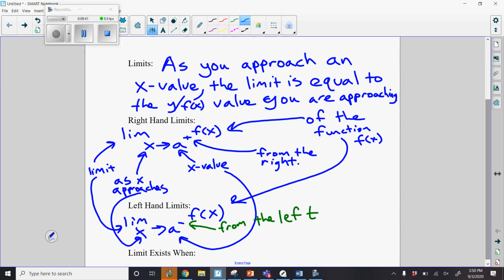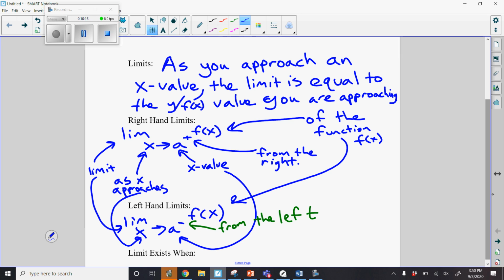That diagram might be a little confusing for you, but if you just focus on the right-handed limit, we use the plus notation. The left-hand limit, we use the minus notation in the superscript of the letter. Okay? And again, that plus and that minus always come after a, not before. If there's a minus before the a, that's telling you it's just a negative x value that we're looking for.